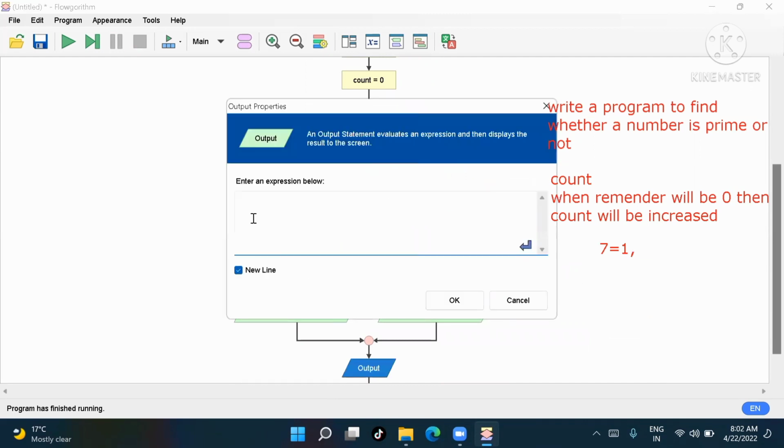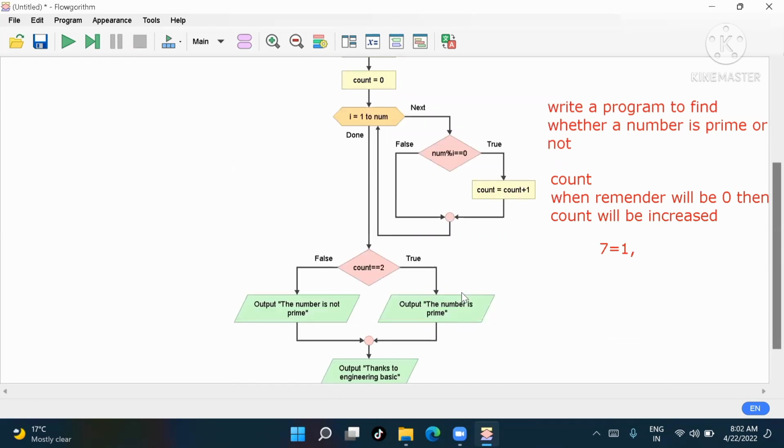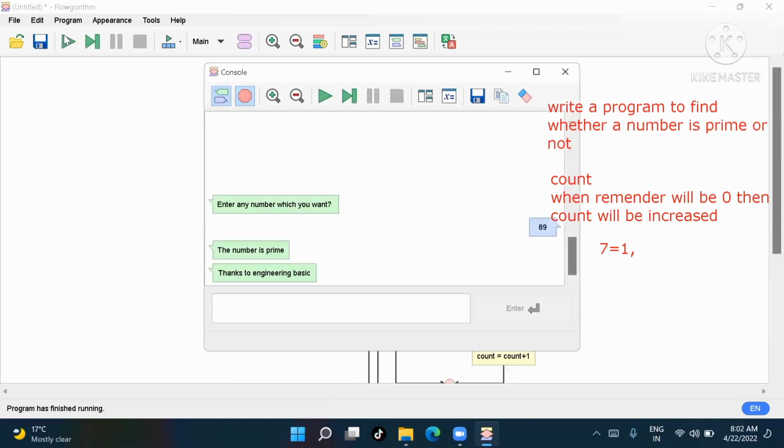Now let's come to the output. Now we'll check here: 89. The number is prime. Our 89 is prime.